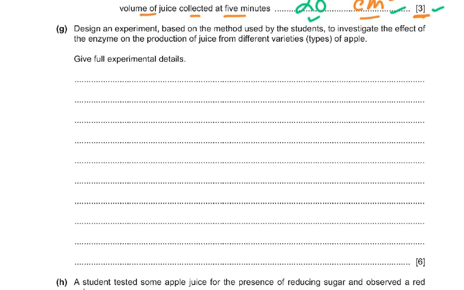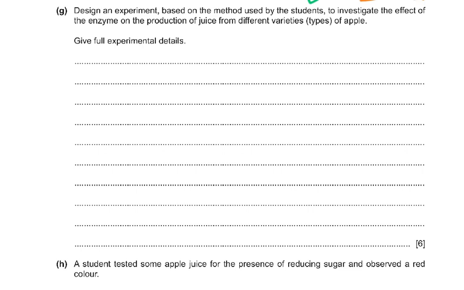Now coming to the difficult part. Design an experiment based on the method used by the students to investigate the effect of the enzyme on the production of juice from different varieties of apple. Give full experimental details. And this was 6 marks. Now, this is something which is difficult. Yes, I agree with that. So, when it says different types of apple, that's something which you know from the question. So, just say same mass of crushed apple used of different varieties, green apples, red apples, yellow apples. There are different species of apples. The green ones are very sour, and there are ones which are slightly yellowish, and then which are totally red. So different species.